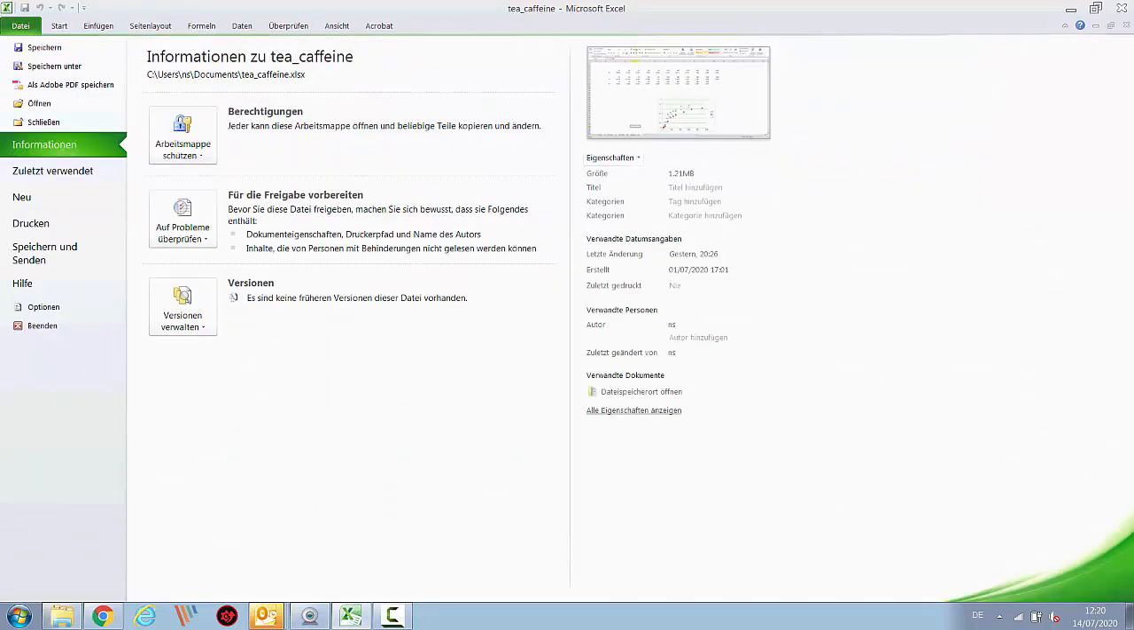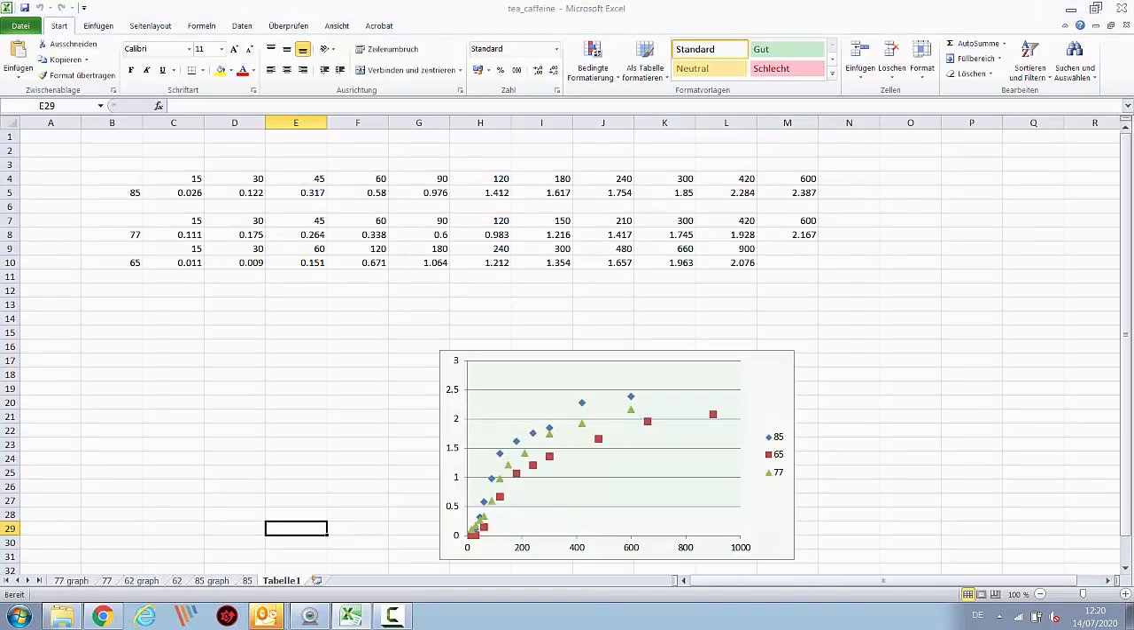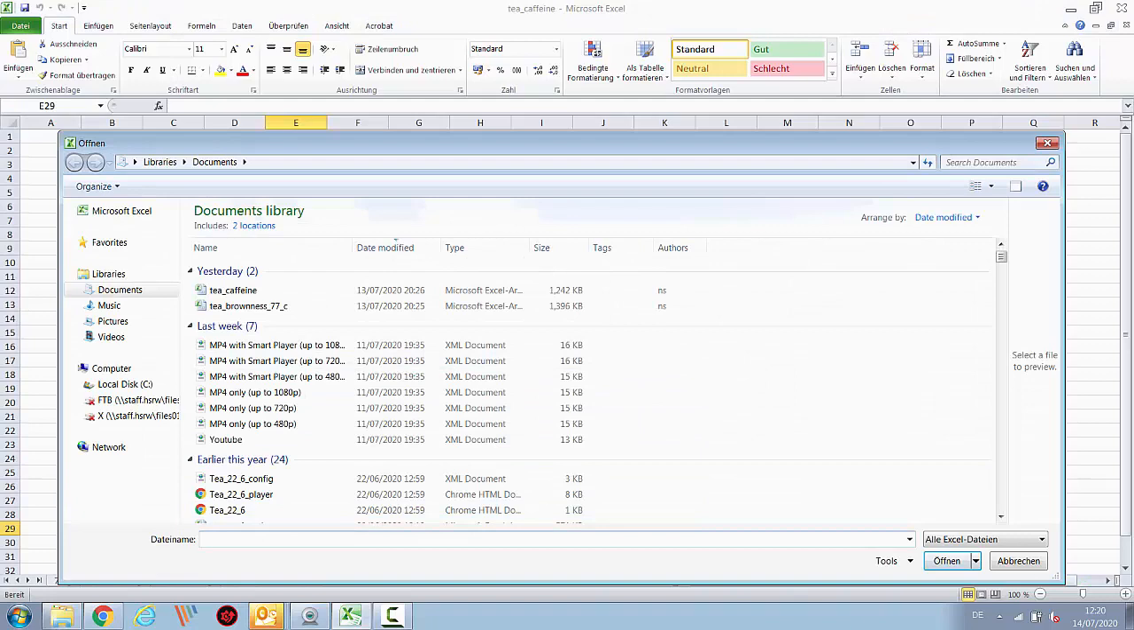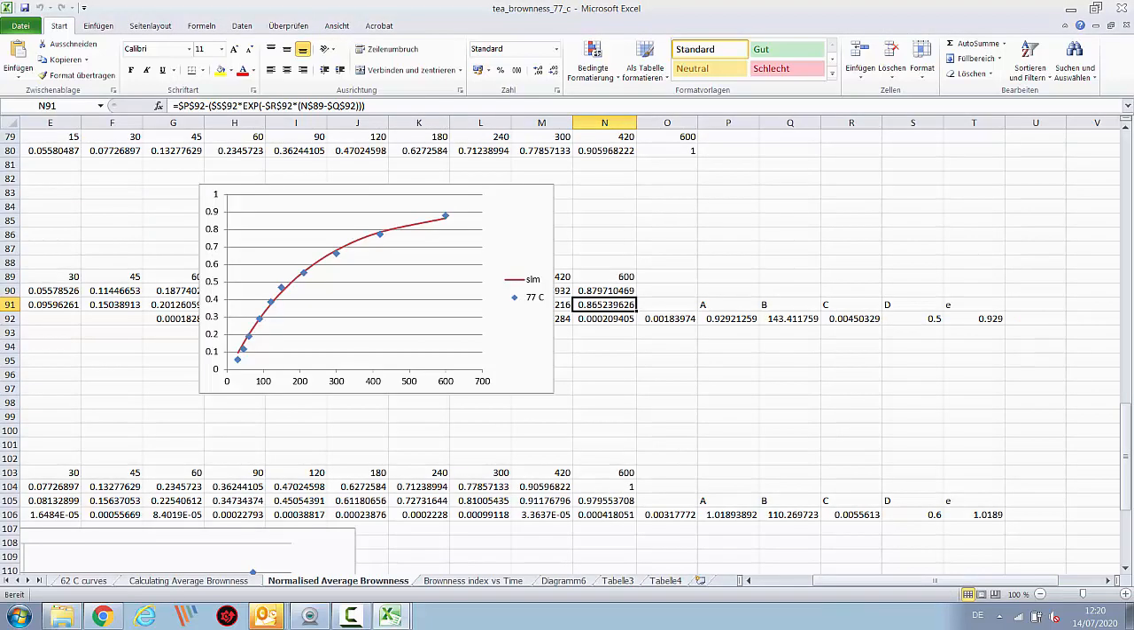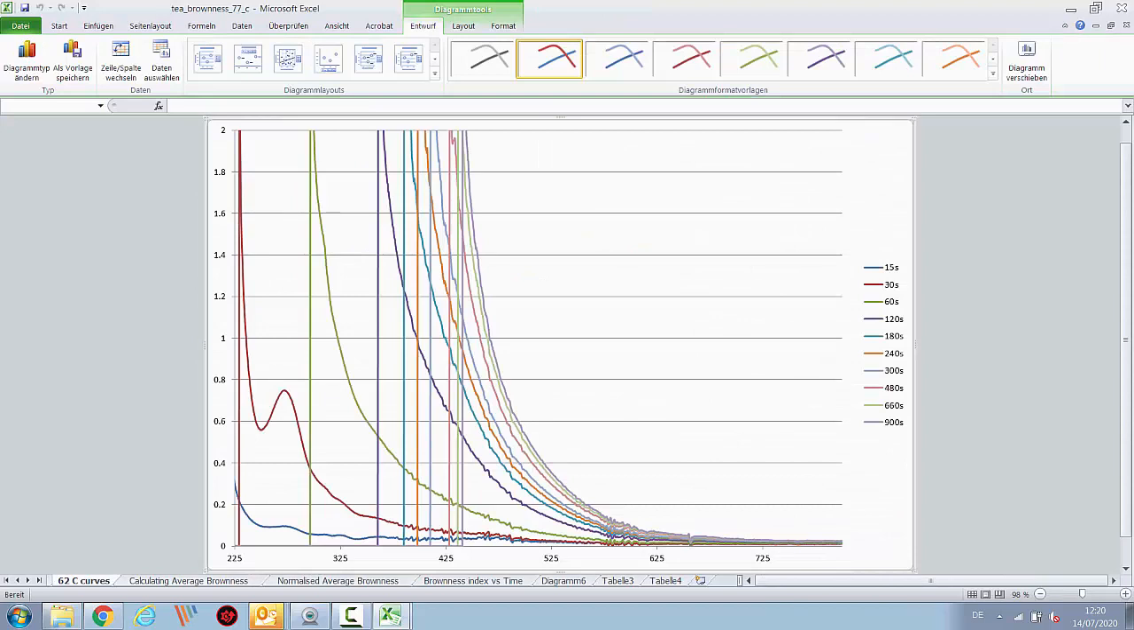Then if we look at the other one, tea brownness. Here we can see this was our curve shape. You can see it cuts off. This is the whole tea, at low concentration. After 30 seconds, we can see the caffeine peak.